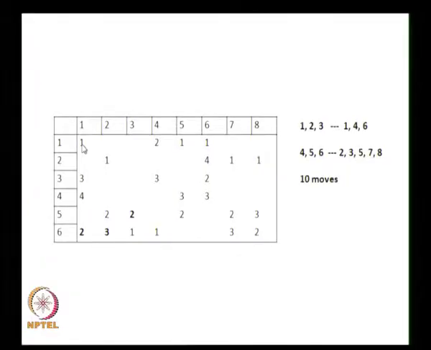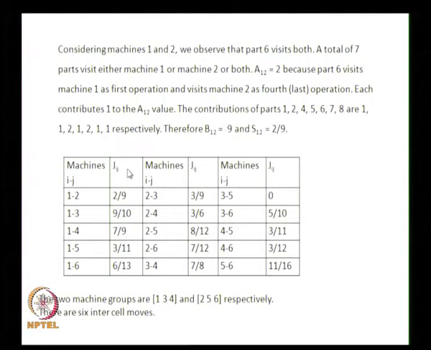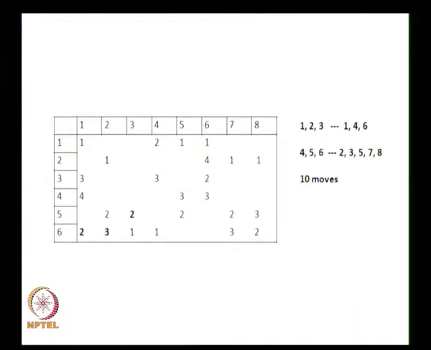So, this will contribute 1 because it is visiting as a first machine, this contributes another 1, this will contribute, it is visiting as an intermediate machine. So, this contributes 1, this contributes 1, the denominator is 2 by 9. So, the contribution of the denominator is 9. So, let us go back and check 2 from here, 3, 4, 5, 7, 8 and 9.